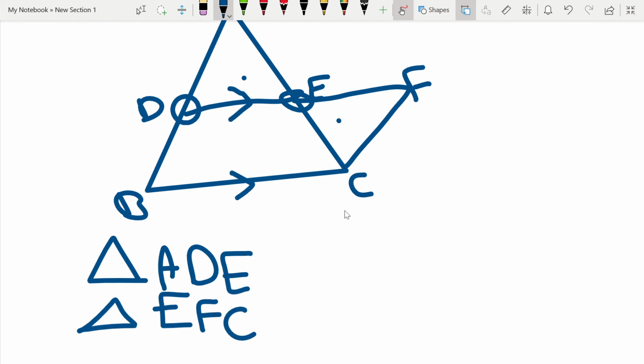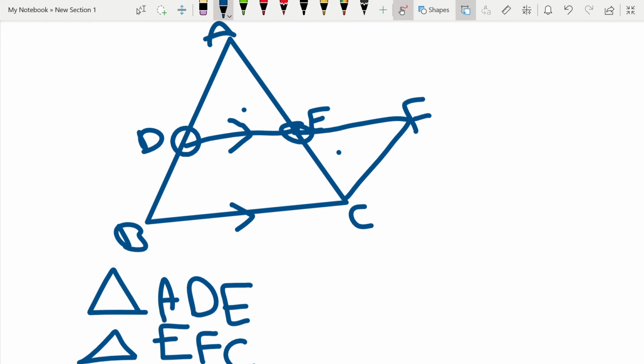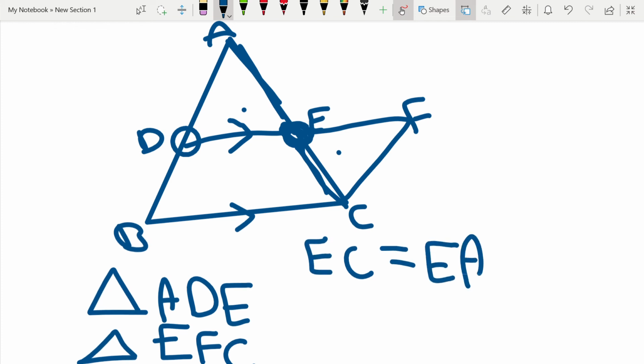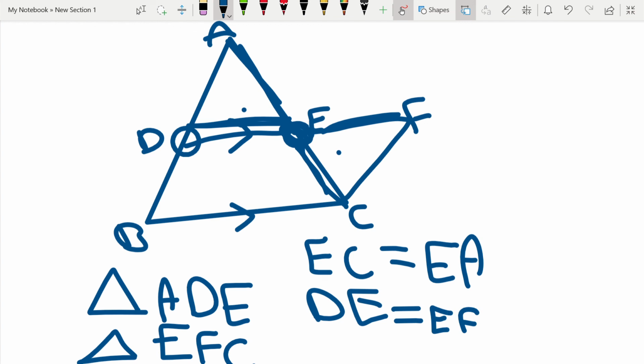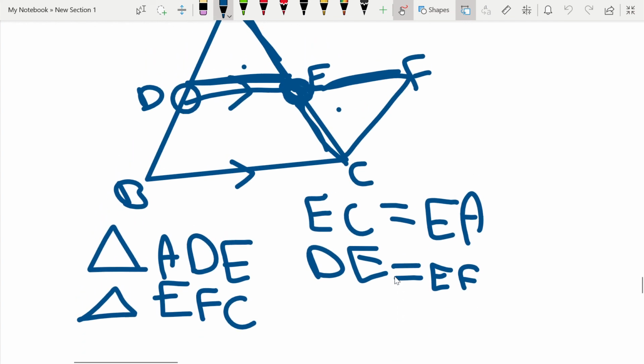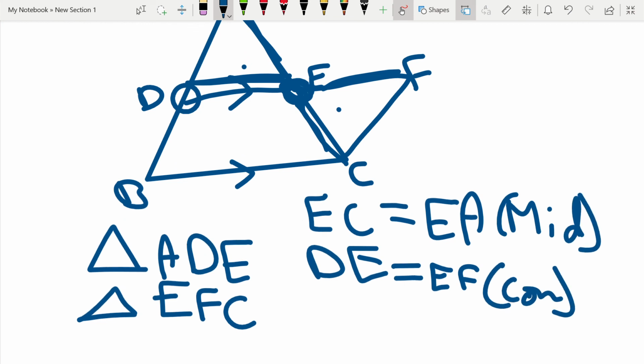We know that this point is in the middle of these two, so these two are equal to each other. So we know that EC is equal to EA. Then we know that DE is equal to EF, because again we constructed it like that. So we've got the midpoint, and we constructed it like that. Then we just need one more thing in order to prove it.